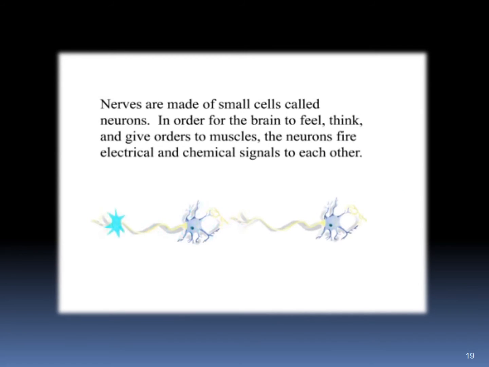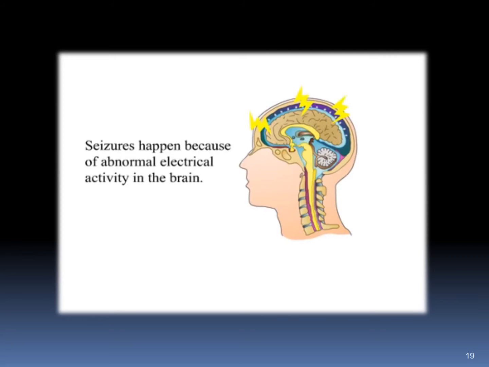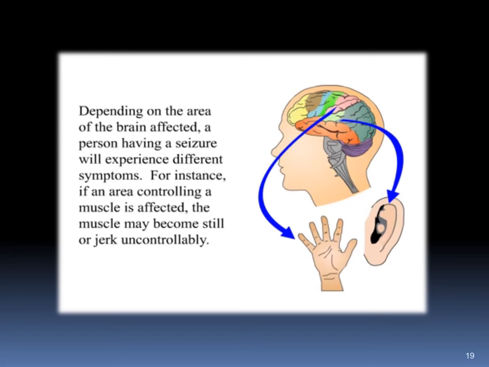Nerves are made of small cells called neurons. In order for the brain to feel, think, and give orders to muscles, the neurons fire electrical and chemical signals to each other. Seizures happen because of abnormal electrical activity in the brain. Depending on the area of the brain affected, a person having a seizure will experience different symptoms. For instance, if an area controlling a muscle is affected, the muscle may become still or jerk uncontrollably.